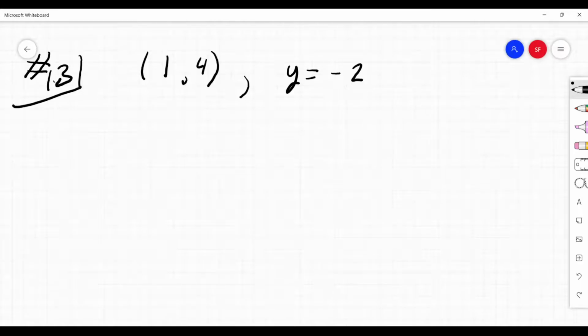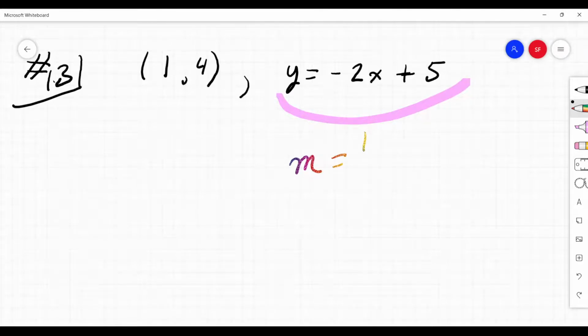negative 2x plus 5. So we want one that is perpendicular to this line and goes through that point. So what does the fact that our line is perpendicular to that line tell us? Is that negative 2 needs to be 1/2. Yeah, so it means our slope is 1/2, the opposite reciprocal of that slope.